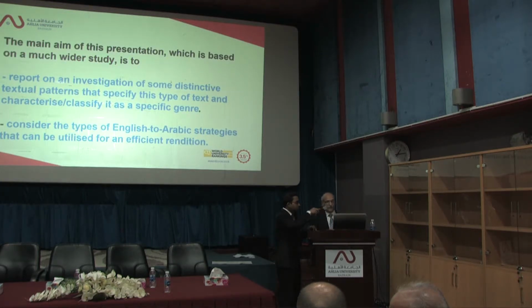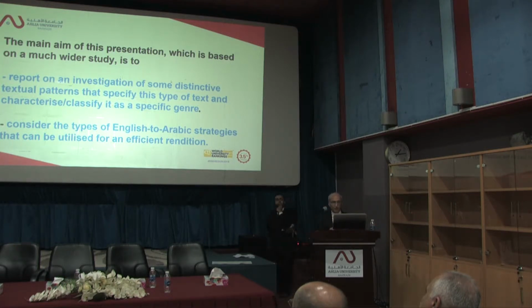This presentation looks at beauty product labels as a manifestation of a specific genre. The main aim of this presentation is to report on an investigation of some distinctive textual patterns that specify this type of text and characterize or classify it as a specific genre in its own right. The ultimate aim is to discover regularities, strategies, motivations, preferences, and defaults in the various text choices.